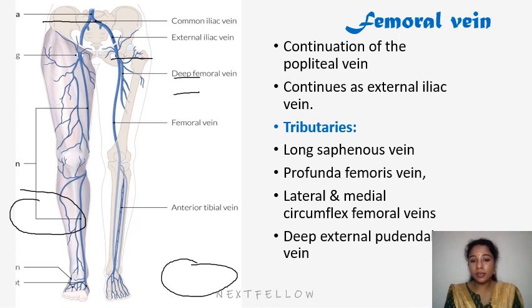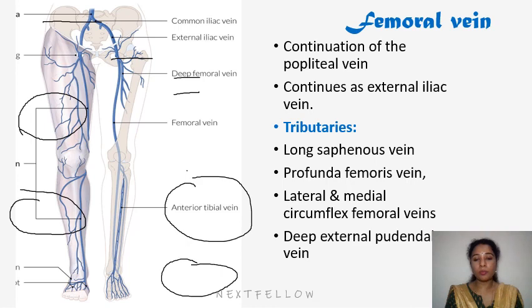And medial and lateral circumflex femoral veins which are present on each side. So this one is the medial circumflex femoral vein, and here is the lateral circumflex femoral vein, which drain the blood from the medial and lateral sides of the thigh. And there is a deep external pudendal vein also, which drains the blood from the perineal region. So these things should be noted.